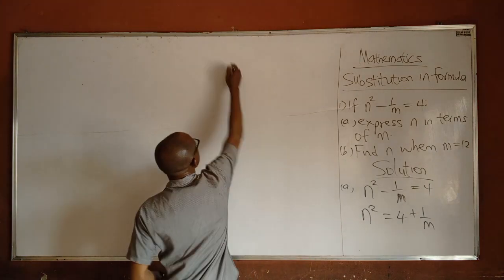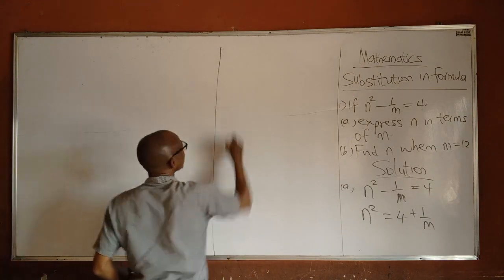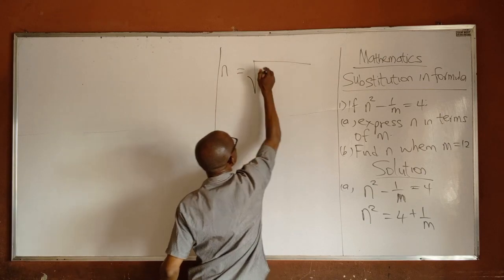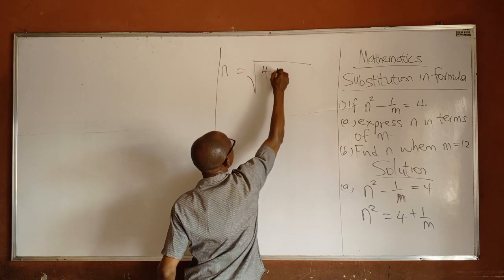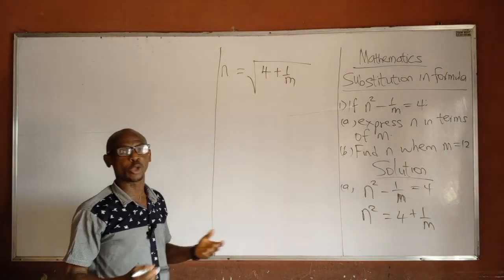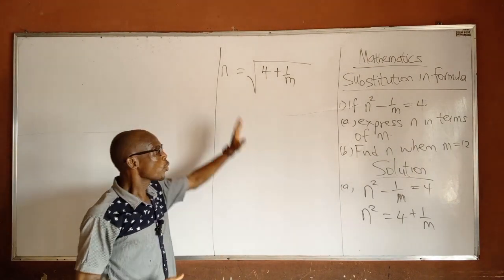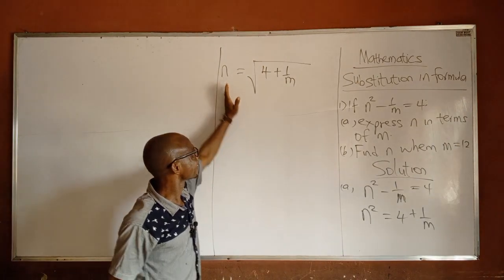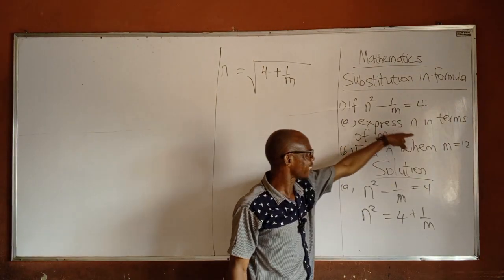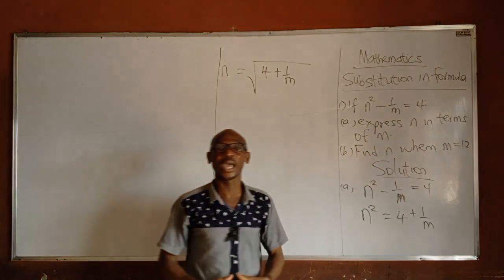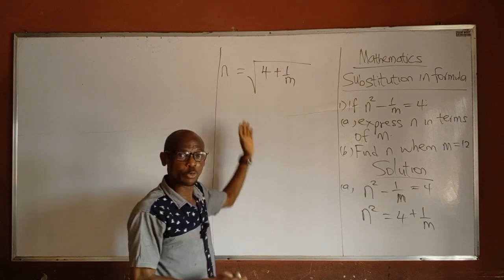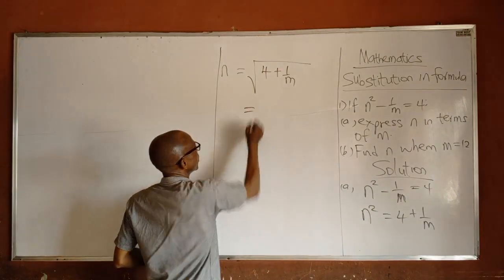So this will give us n is equal to the square root of 4 plus 1 over m. The square root of 4 plus 1 over m. So we have made n the subject of the formula, or we have expressed n in terms of m.